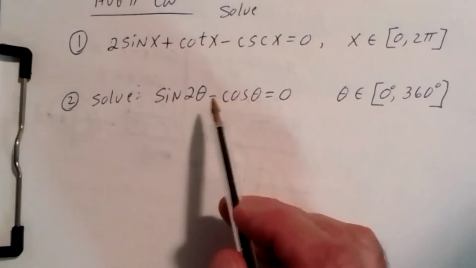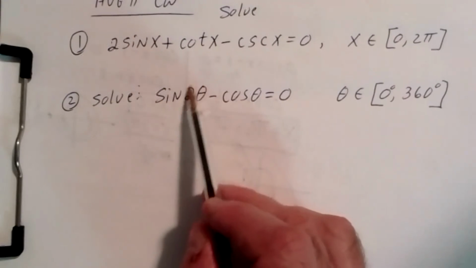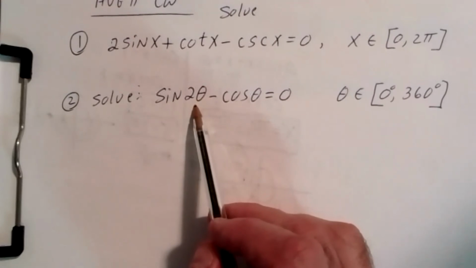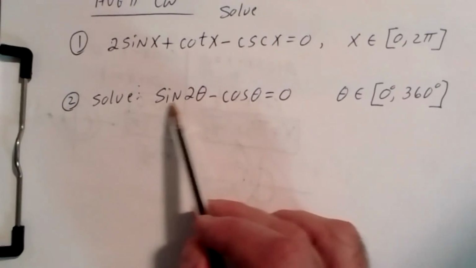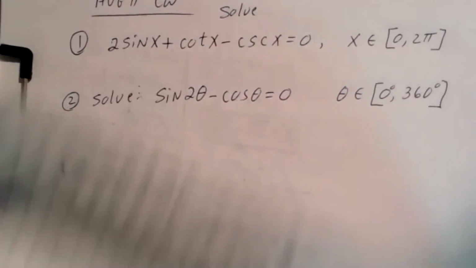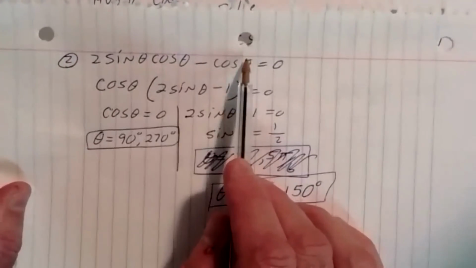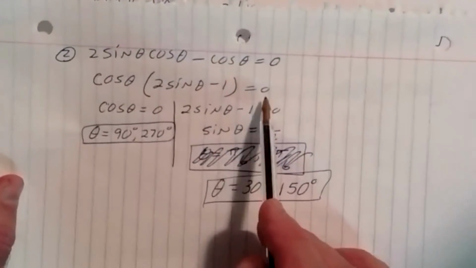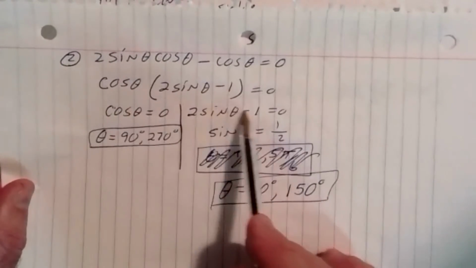Number 2, notice we have sine of 2 theta. Because the argument is 2 theta instead of just theta, that's a complication. But to the rescue is the double angle identity for the sine function. So this can be replaced with 2 sine theta cosine theta. And our equation then looks like this. I then factored a cosine theta out of both these terms. Equation looks like this. I then set both factors equal to 0.